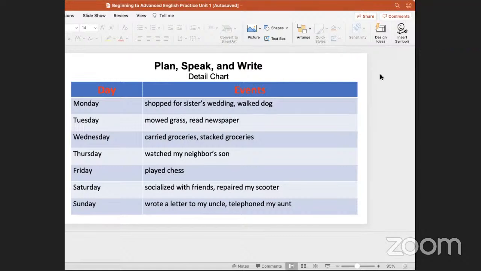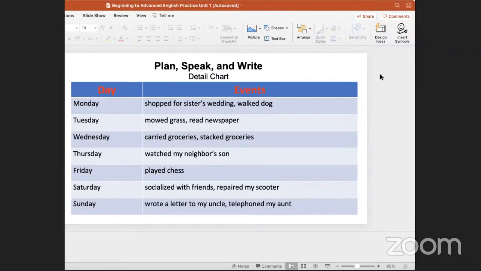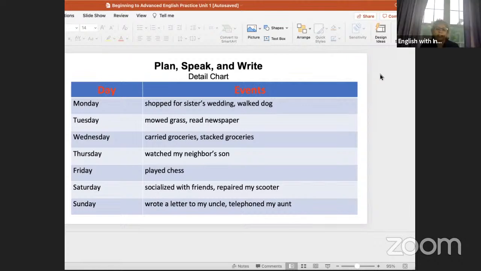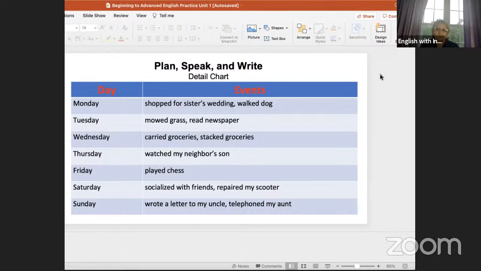I cooked rajma rice. Okay, so you can say on Monday I cooked rajma and rice for dinner or for lunch? Dinner. Okay, so you can say on Monday I cooked rajma chawal for dinner. Can you say that? On Monday, I cooked rajma and rice for dinner. Yes, excellent.